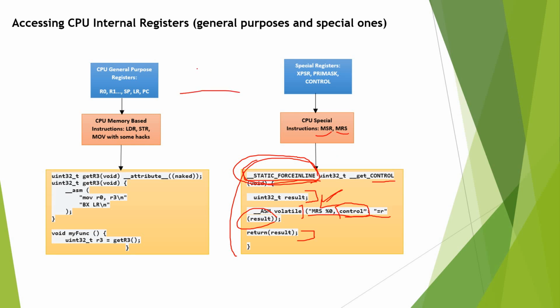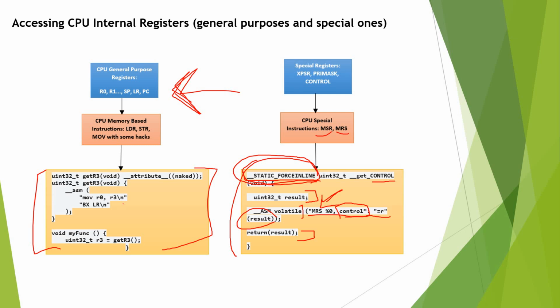On the other hand, for the general purpose registers, we need a different way to read and set those registers. Using the MSR and MRS instructions with those general purpose registers is not supported and will create a compilation error. What we do instead is use kind of hacky ways to read and write those general purpose registers. In this case, we are trying to read the value out of the R3 general purpose register.